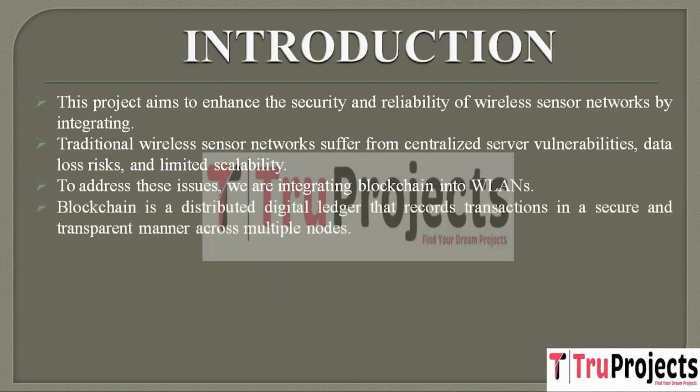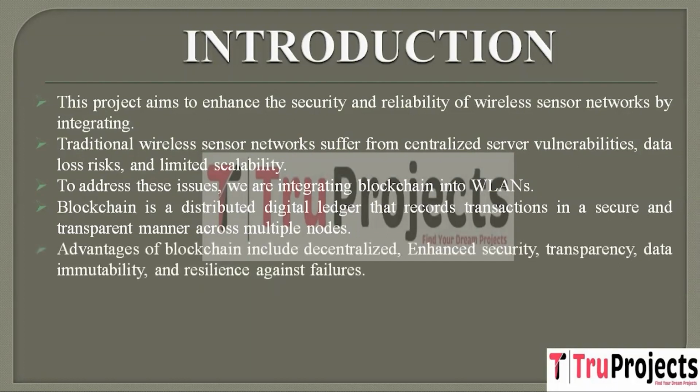Blockchain is like a digital ledger that records transactions securely and transparently. Instead of having all the data in one place, blockchain stores records as blocks of data, each with a unique code called a hash. These blocks are distributed across multiple computers or nodes, making it much harder for anyone to tamper with the data or compromise the entire network.